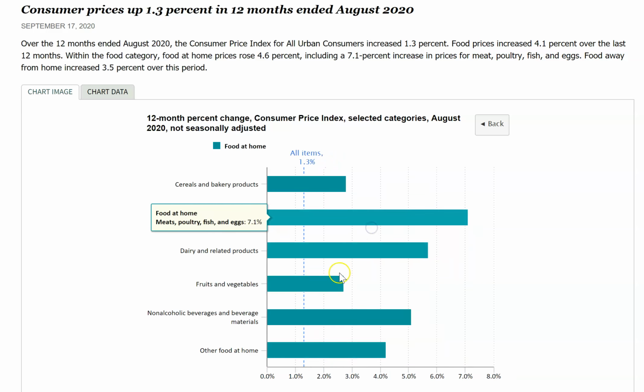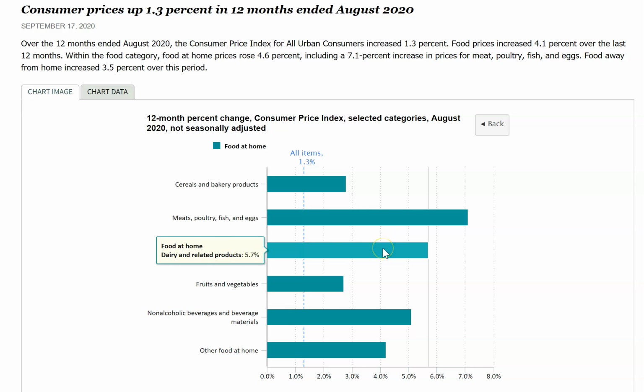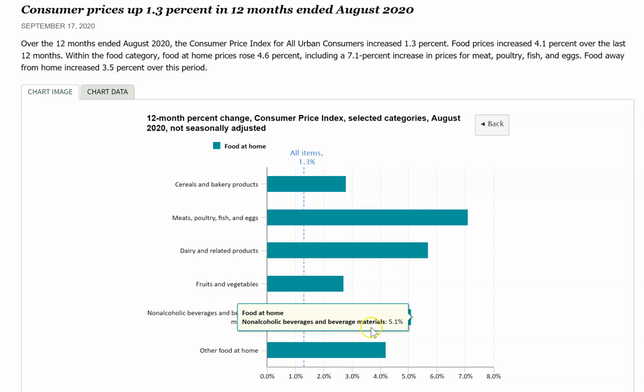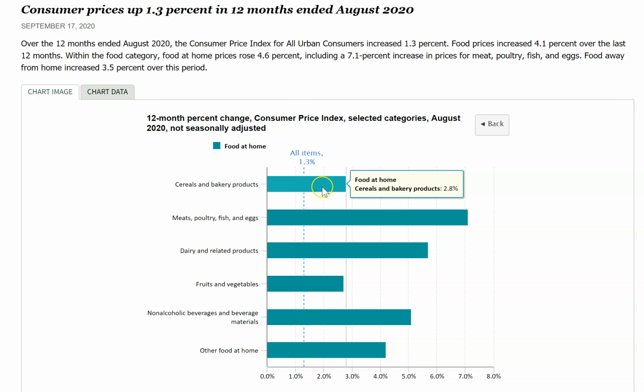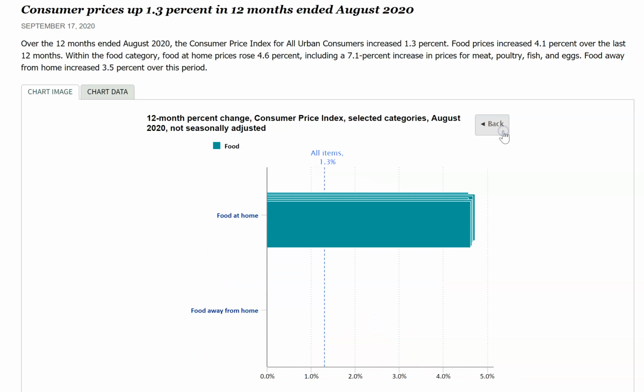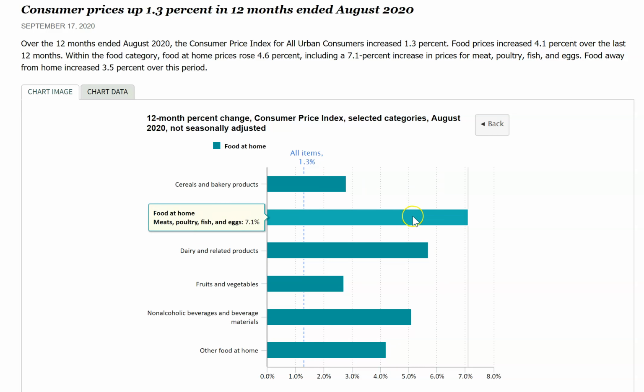And let's click on this and see what it says. So yeah, meat, poultry, fish, and eggs are about 7% higher than a year before. Dairy is about 5.7%, and other kinds of beverages are also up. Fruits and vegetables and cereals are up a little, but not so much. Okay, so the food stuff is up a lot. So if you've noticed meat got expensive, you're right. It did get more expensive in most cases. Let's see if it goes in any more detail than that. Nope, doesn't go in more detail on that.